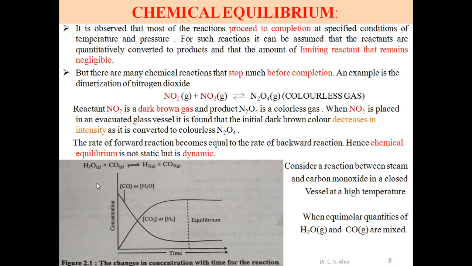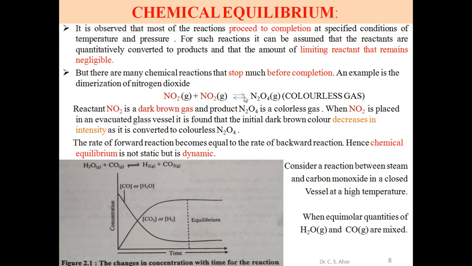See the second example by graphical representation. It is more clear. In this case, the rate of the forward reaction becomes equal to the rate of the backward reaction. Whatever amount is converted into product, at equilibrium that concentration remains the same. The reactant concentration and product concentration remain the same at the equilibrium state.